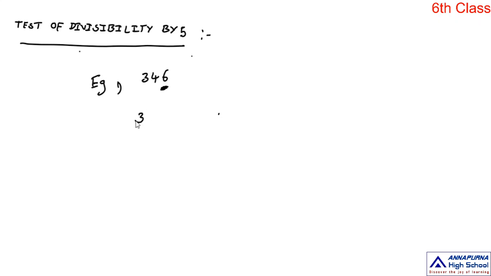Okay, 346 is not divisible by 5. Why? Because here the units place is 6. That's why 346 is not divisible by 5. Whenever the units place is either 0 or 5, the given number is divisible by 5.